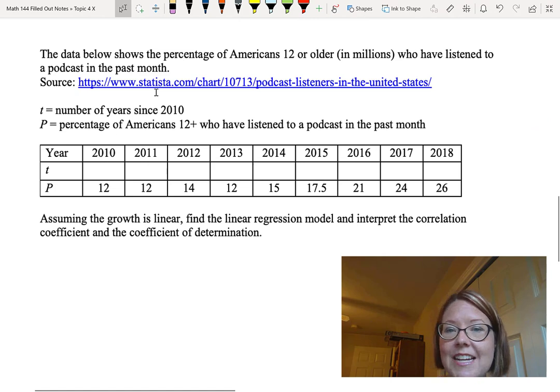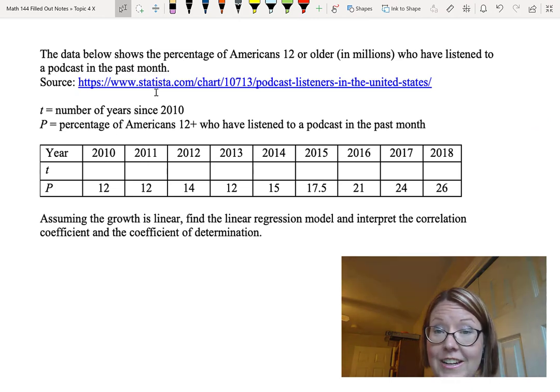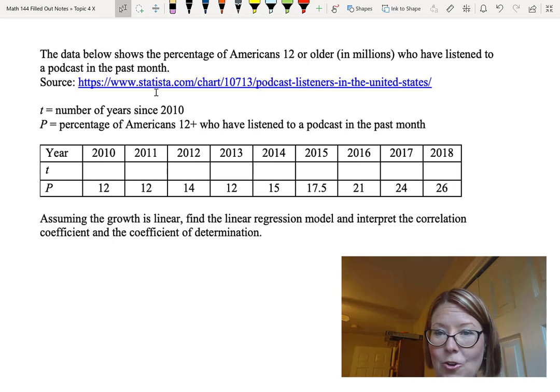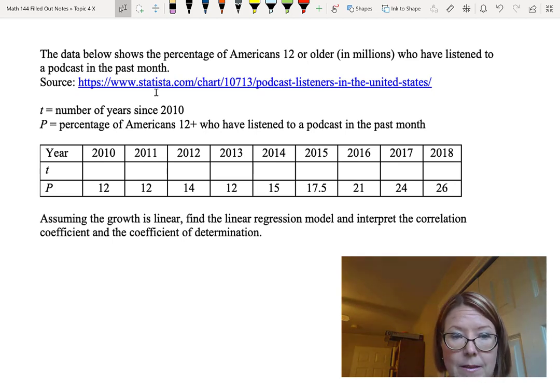Now let's look at a set of data and find the R and R squared value and interpret the meaning of those two numbers for this set of data. The data in the table gives us the percentage of Americans 12 or older, in millions, who have listened to a podcast in the last month. The first line of the data table is the year, and we have years evenly spaced from 2010 to 2018.